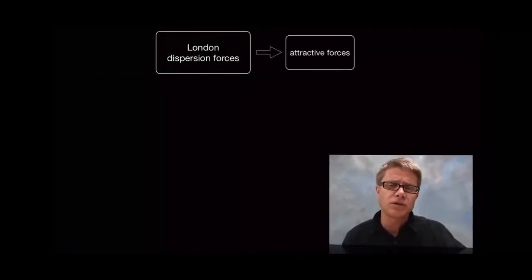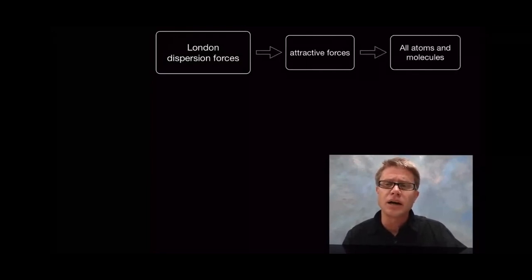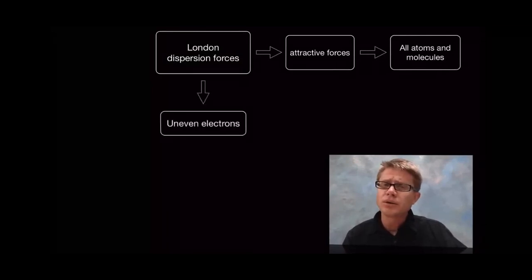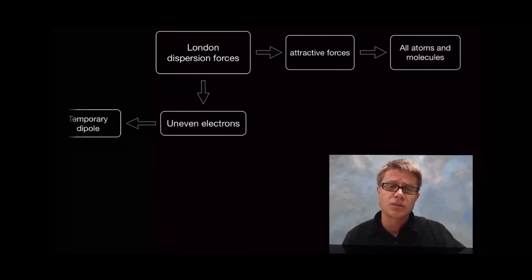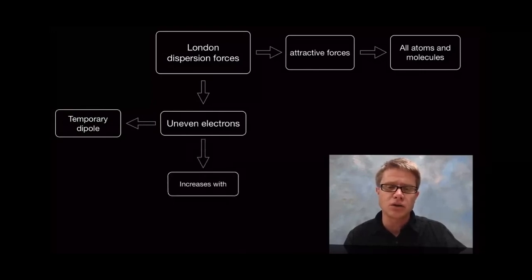But London dispersion forces are going to be attractive forces. These are intermolecular between molecules. And they're going to be found in all atoms and molecules. So everything is attracted through London dispersion force. It's really important. What really develops them are uneven electrons. As the electrons are distributed unevenly, they create what are called a temporary dipole. Those are going to be a molecule that has a charge. It has a positive and a negative charge.